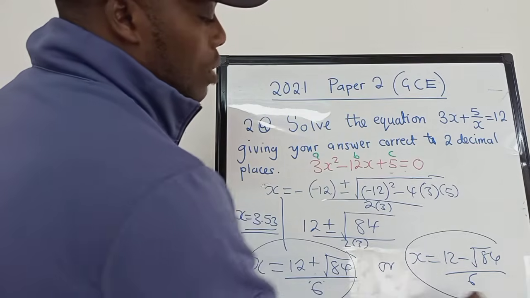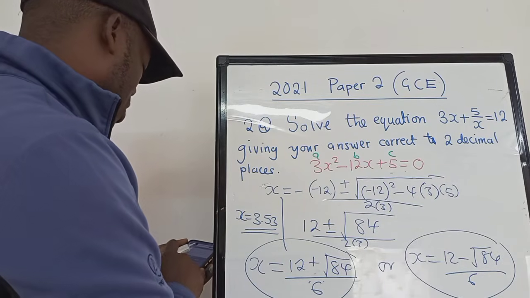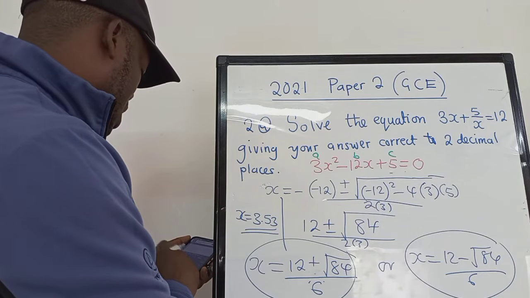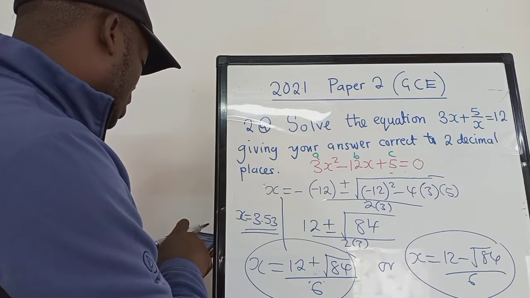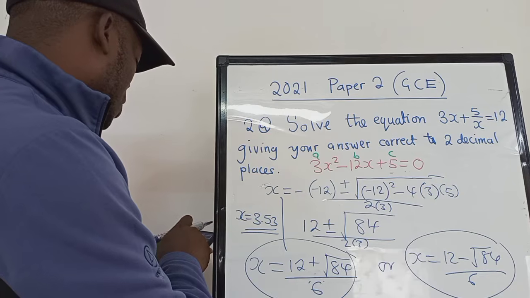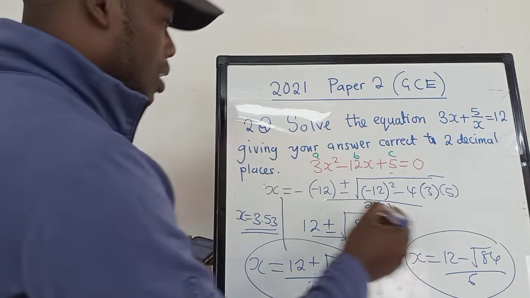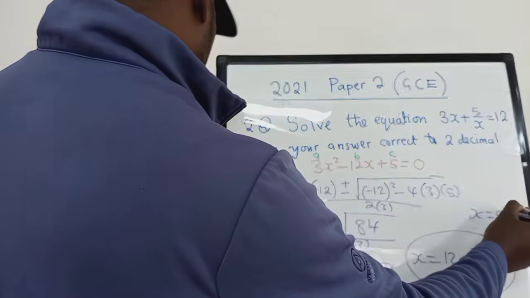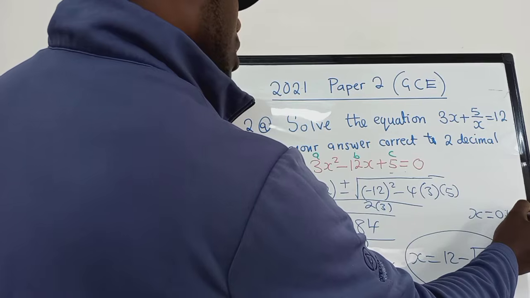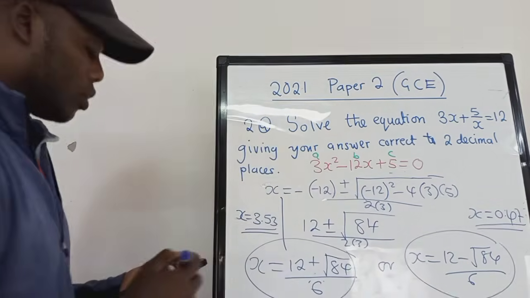Now from this one, when we say 12 minus root of 84, we're getting 2.834848610009. So you divide by 6, your x value here will be equal to 0.47. These are the solutions. Thank you so much.